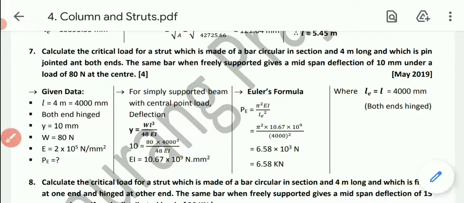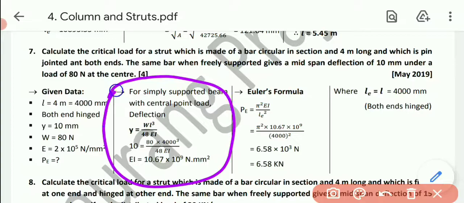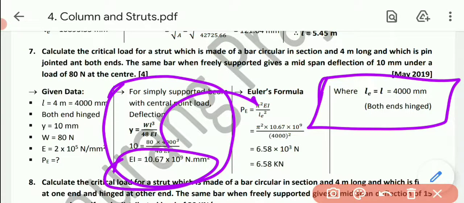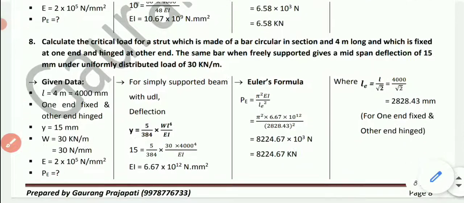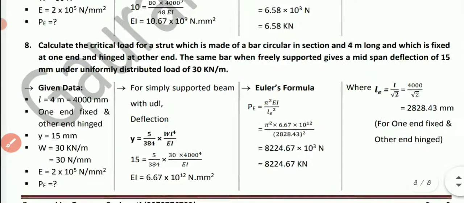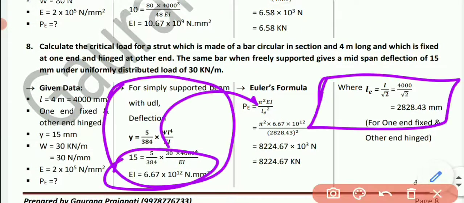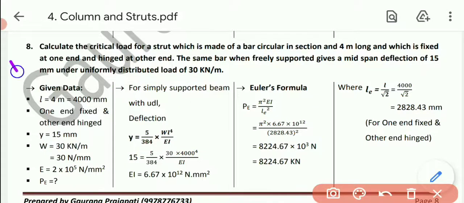Clear? So in this kind of example, there will always be one case regarding deflection. So apply the formula for the deflection and calculate EI, and then put it in Euler's formula. Regarding LE, the conditions will always be given to us. Let me show you one more example like this. It has not been asked in the example, but this is just a variation.